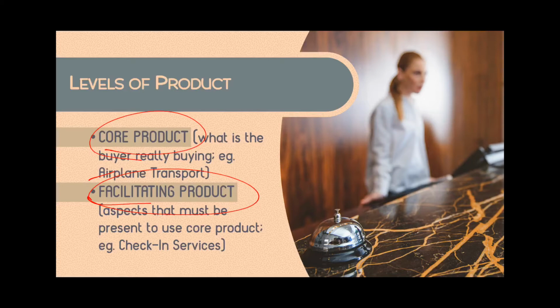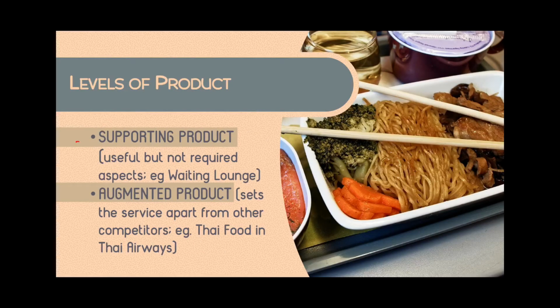use the core product. The next level of product is the supporting product, which in relation to the core product is useful but is not a required aspect. For example, in relation to airplane transport, a supporting product would be a waiting lounge. For example, you are a Mabuhay Miles member, member ka ng club ng Philippine Airlines, you have free access to the waiting lounge. It is not necessary for you to have a waiting lounge in order for you to fly. However, it would be nice, it would be useful to have that, but it's not required. So, yun ang example ng supporting product.